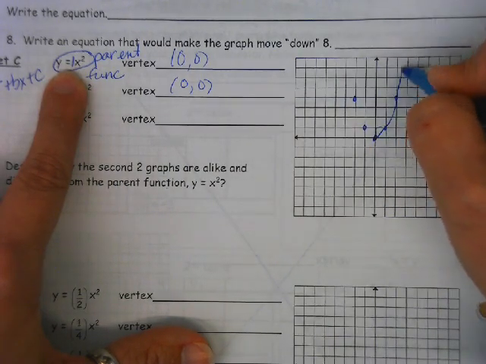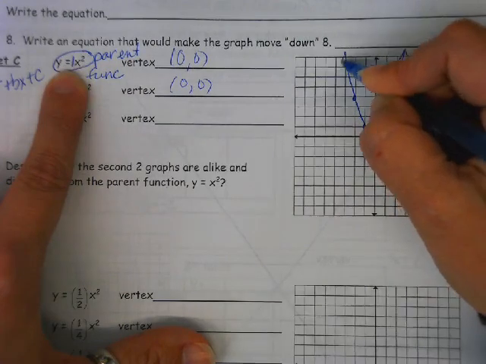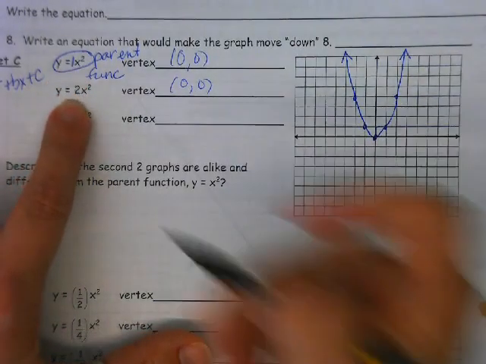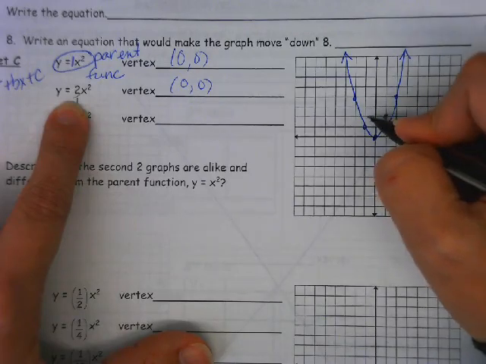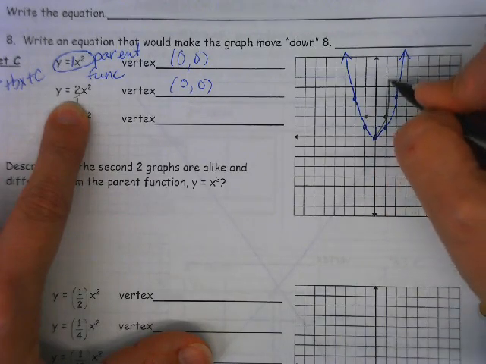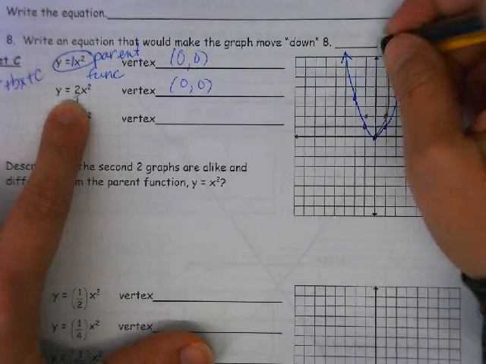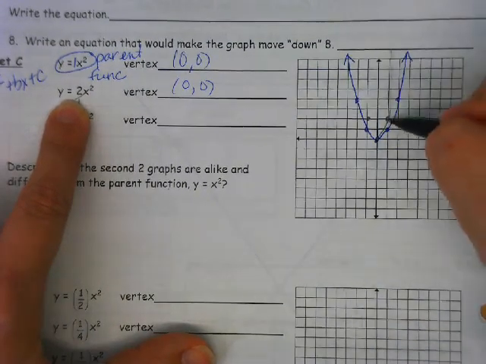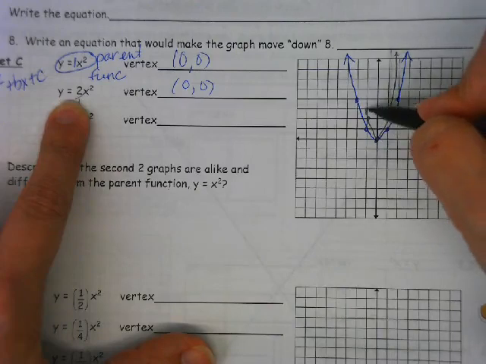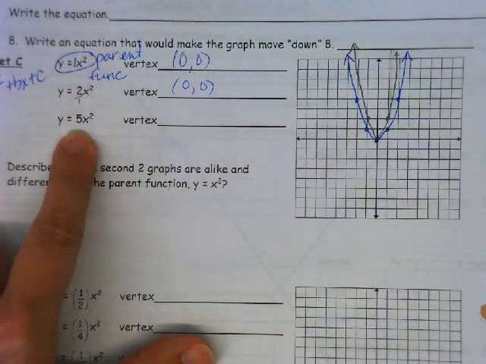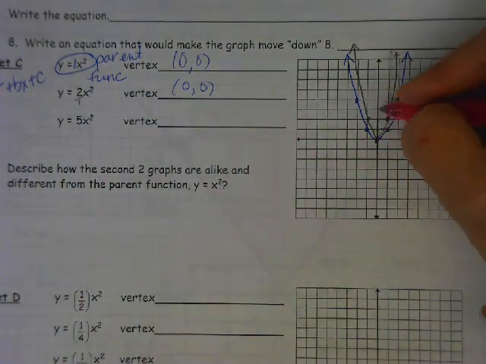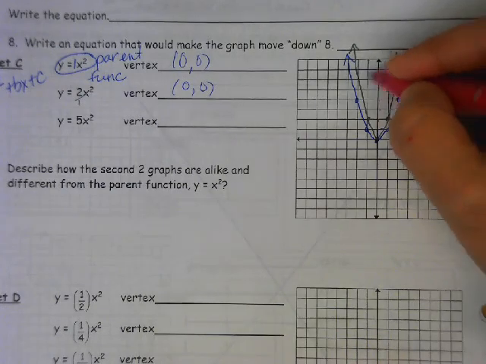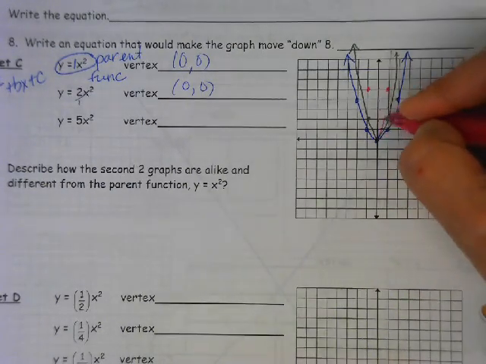So this is my parent function, right? When I look at this, if my slope is 2, I'm going up 2 and over 1. So it's going to get, that's not a very good line, but you can see that it gets narrower. Do you see that? What do you think is going to happen on the 5? It's going to get even narrower because now we're counting up 1, 2, 3, 4, 5, and over 1.